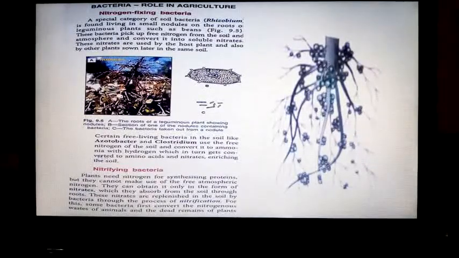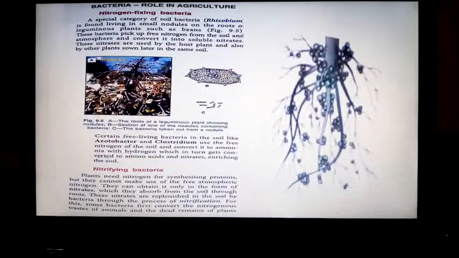Plants need nitrogen for the synthesis of proteins, but they cannot make use of free atmospheric nitrogen. So they obtain it only in the form of nitrates, which they absorb from the soil through roots. These nitrates are replenished in the soil by bacteria through the process of nitrification.